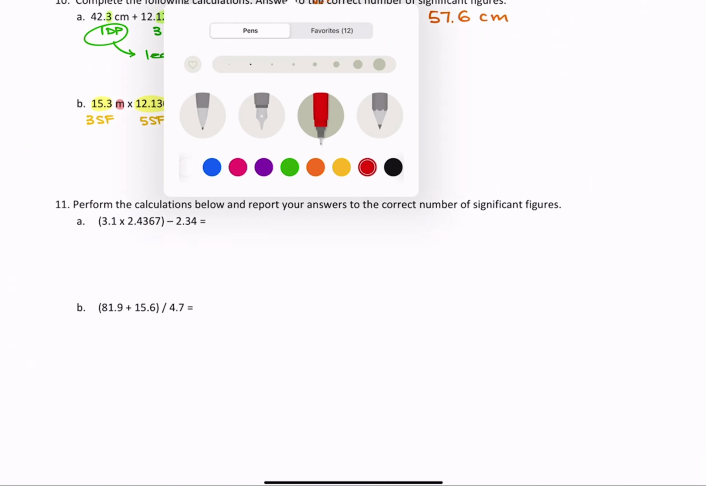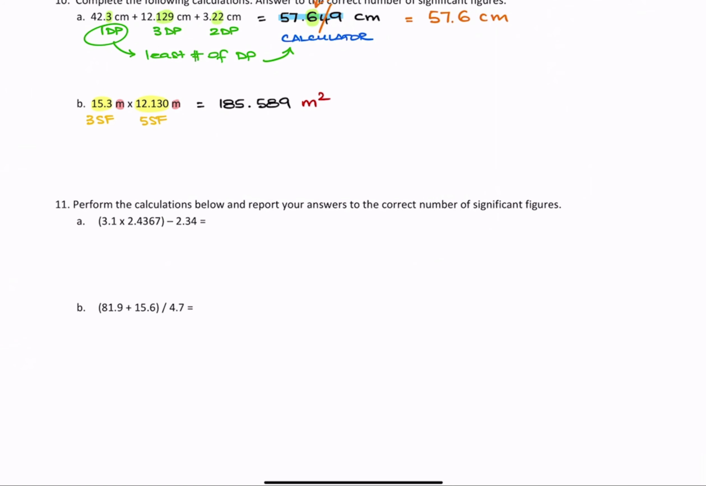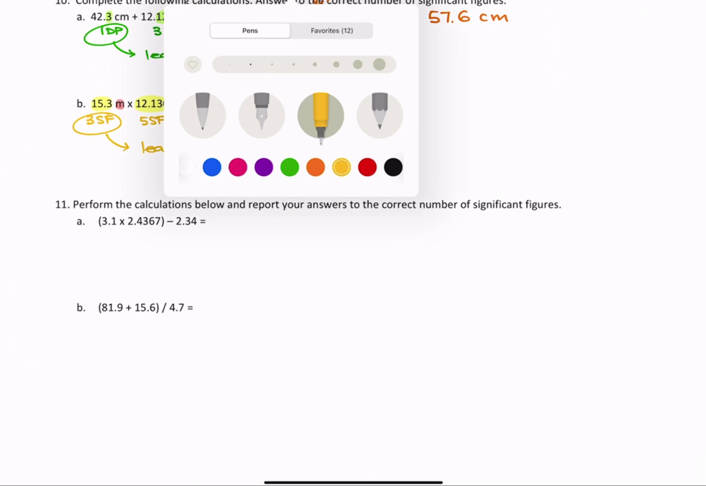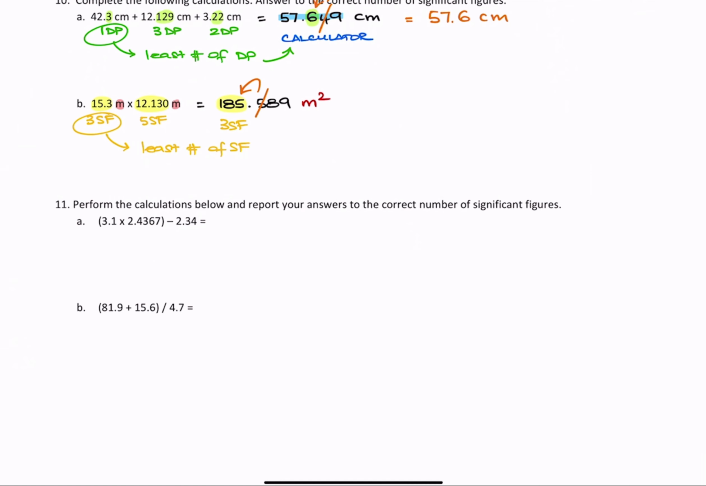And now I apply the rule of sig figs. I'm going to keep the least number of sig figs in my answer. Therefore, I need to only keep 3 sig figs. And here, I'm going to keep the 1, the 8, and the 5. Those are the 3 sig figs that I will keep. Therefore, I need to drop a 5, and I'm going to round up. And the answer to the correct number of sig figs will be 186 square meters.